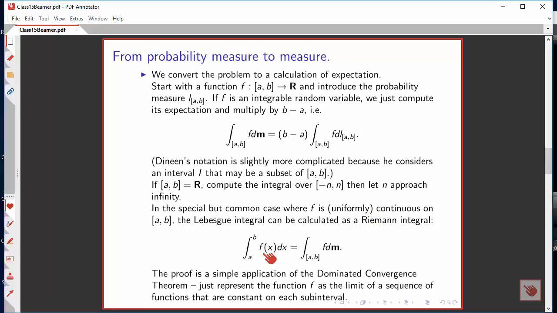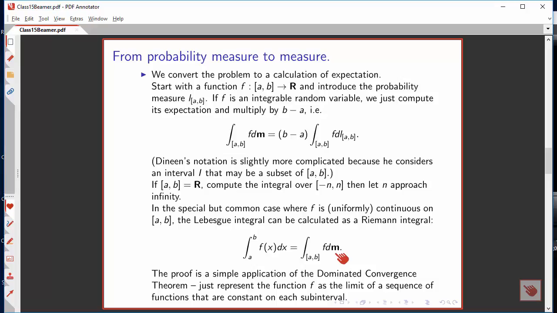You take your continuous function f and approximate it by functions that are constant on each subinterval. In that case, you end up with a nice simple random variable. You can compute the Lebesgue integral and show that you are actually calculating the same number as for the Riemann integral. So this d boldface m is nothing really special.